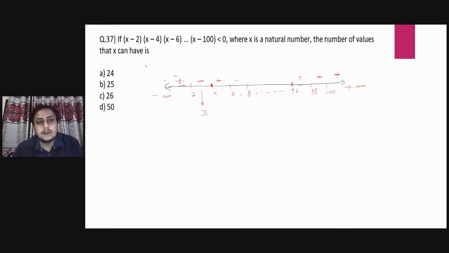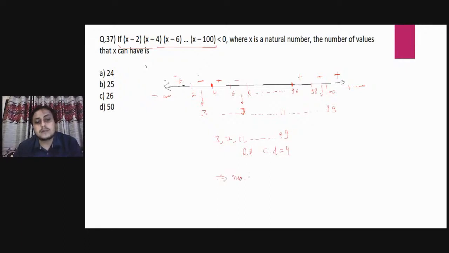Then 6 to 8 negative, here 7. 3, 7. We will not consider 5 because at 5 this becomes greater than 0, means this is a positive region, right? 3, 7, then 11 up to 99. 3, 7, 11 up to 99. So guys, basically this is an AP with common difference 4.